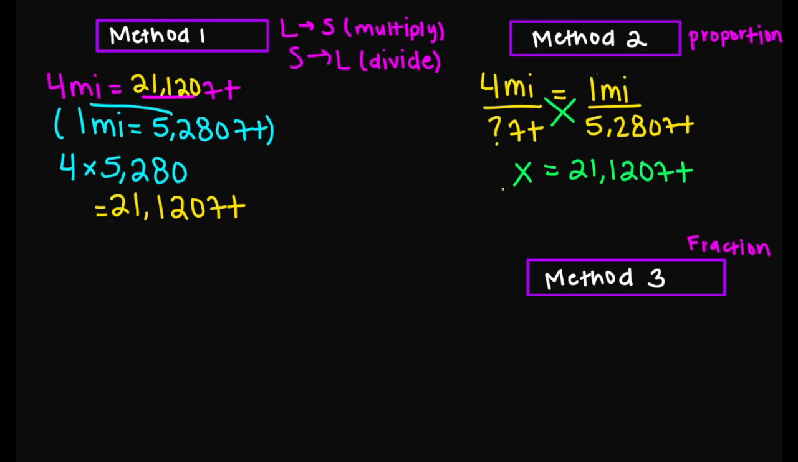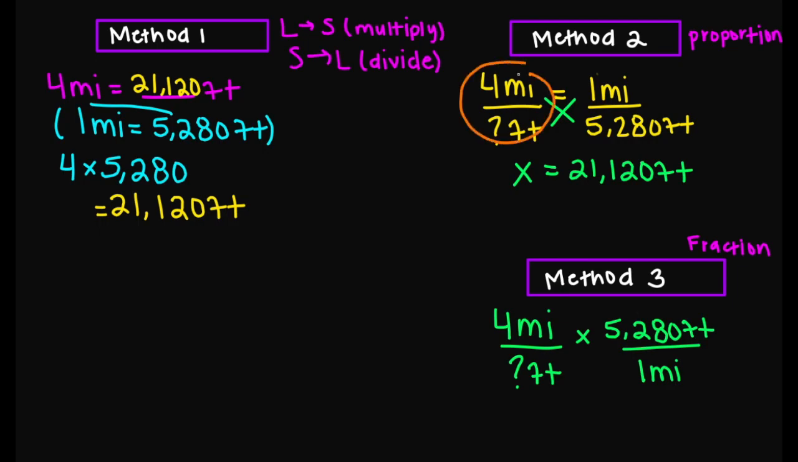Now for method number 3, which is very similar to method number 2. So 4 miles, I'm doing the same thing here, over, we don't know how many feet, because this is what we're looking for. I'm going to multiply that by my other fraction. However, I'm going to do 5,280 up here, and then down here I'm going to do 1 mile. Now, remember, if you're going to use method 2 and 3, notice that these stay the same.